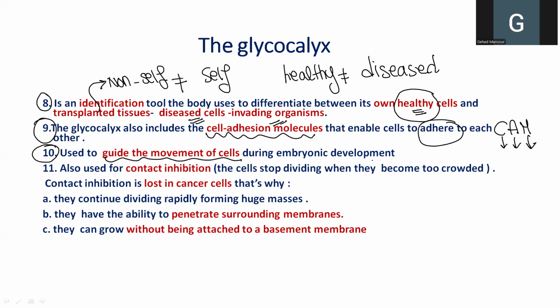So this glycocalyx will help cells of the same type, for example, recognize each other and differentiate themselves from cells that do not have the same glycocalyx.